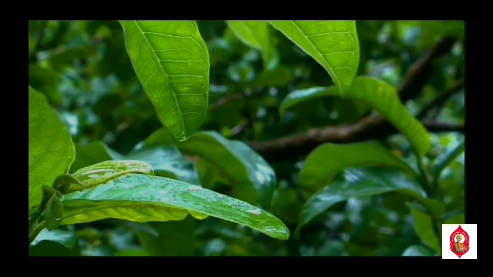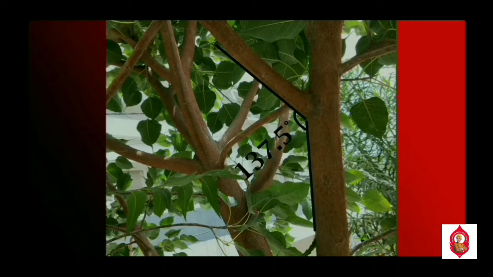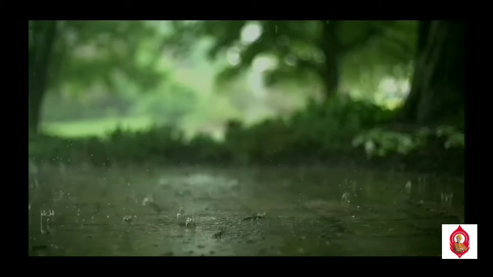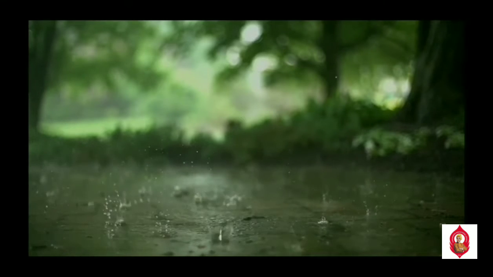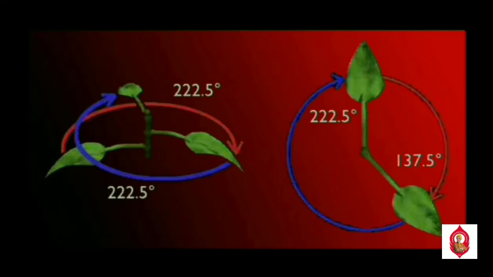If we look at any tree's branch, it would be bent at an angle of 137.5 degrees. It is so because it helps to send the maximum rainwater to its roots. Even the plant's leaves would grow at a rotation of 137.5 degrees. The reason behind it is to get maximum sunlight from the sun.